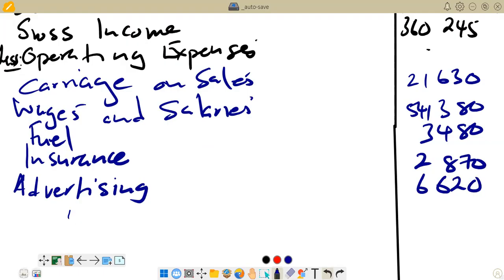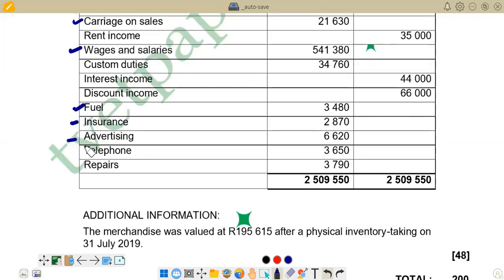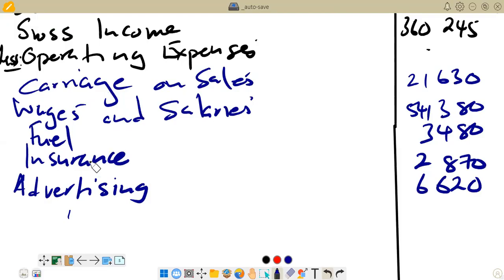Then we can go to check other operating expenses that we have. We are left with telephone and repairs. They are all operating expenses. So the other hint that you can have is that whatever is on the debit side, remember this one is the debit side, and this one is the credit side. Whatever is on the debit side represents an expense, and income comes on the credit side. So we have got telephone is 3,750, and then we've got repairs 3,790. So we can just go and put them as they are the last ones that we have there.